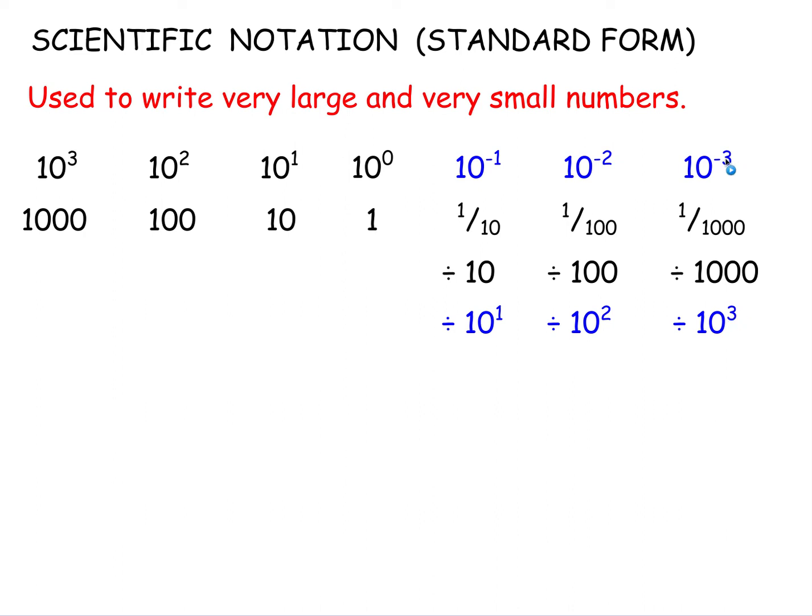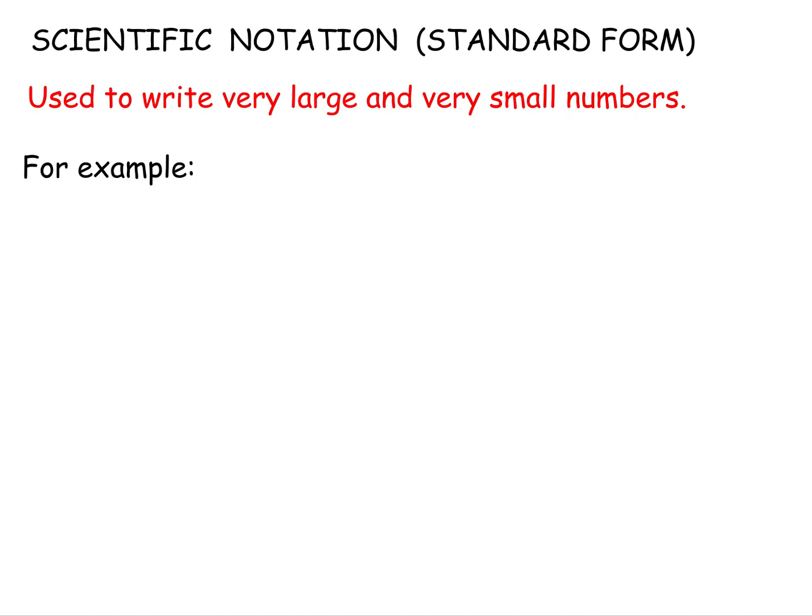In other words, a negative power is the same as division. So that's the general result. If you want to divide by 10 to the power n, it's the same as multiplying by 10 to the power negative n. In other words, a negative power, negative n, is the same as a division. So we're going to use that to introduce scientific notation for very small numbers.